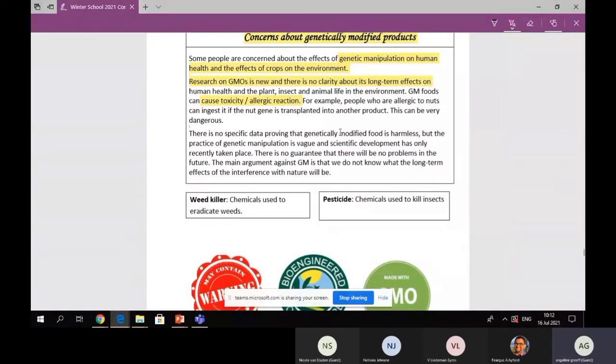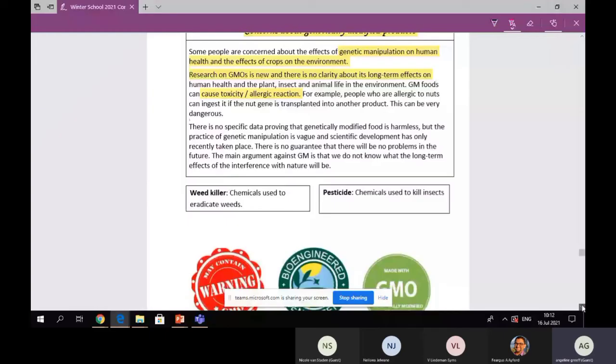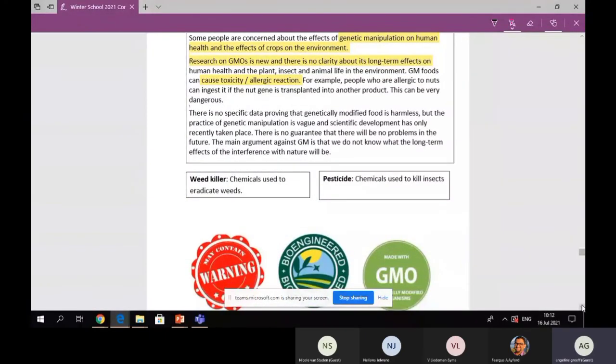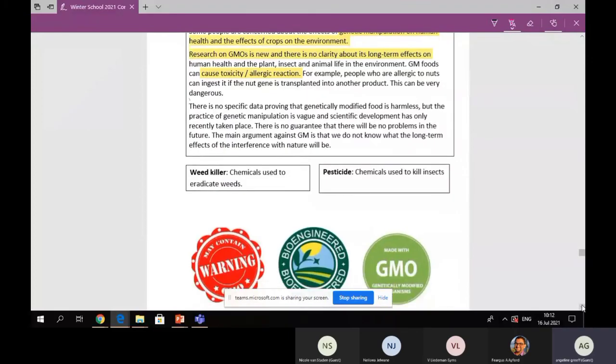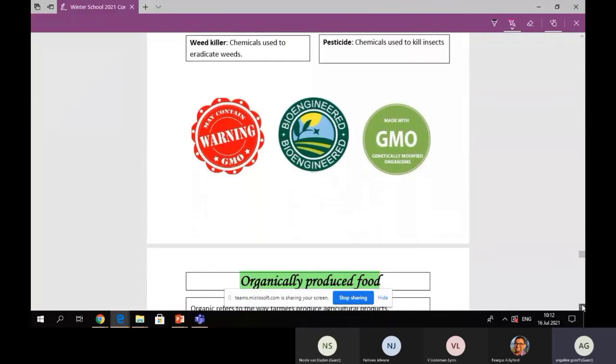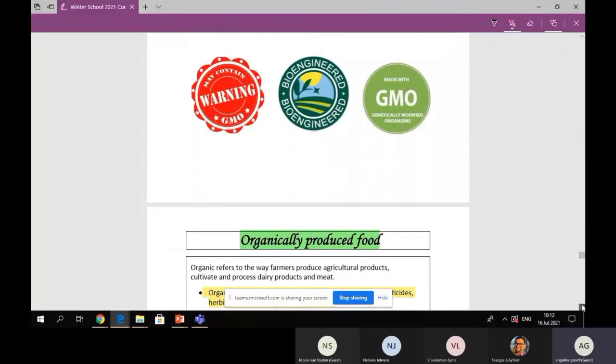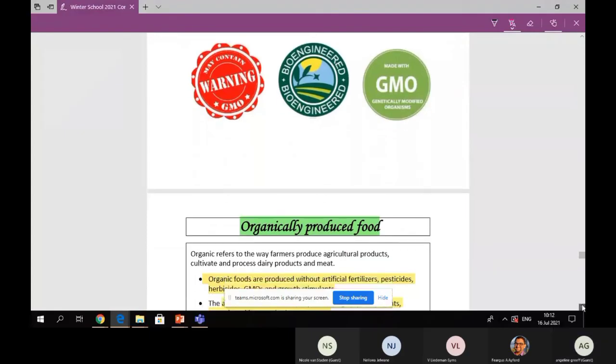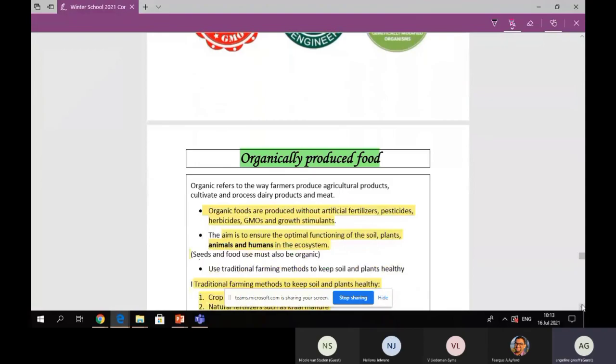There is no specific data proving that genetically modified food is harmless, but it is still vague. Scientific development and research has only recently taken place. So there is no 100% certainty that they can say there are no problems with it. So that is just some background info that you need to be aware of and have in the back of your mind in case you have to state, agree or disagree with something, etc. Okay. Right. So that's genetically modified products. Then we move on to organically produced foods.